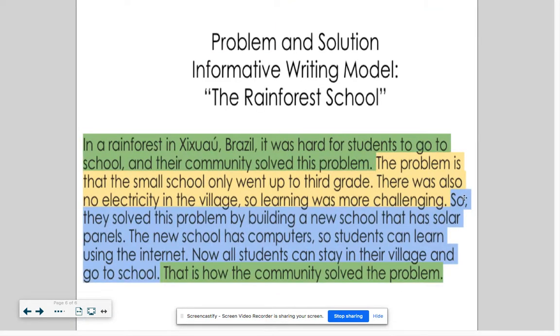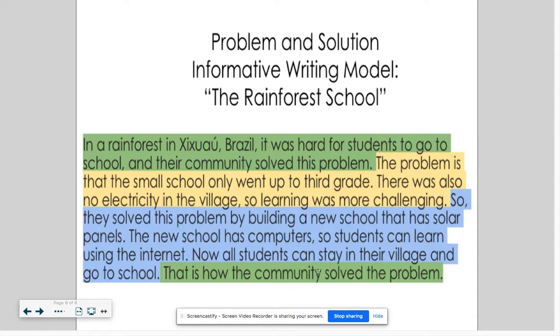My solution is highlighted in blue. So they solved this problem by building a new school that has solar panels. This new school has computers so students can learn using the internet. Now all students can stay in their village and go to school. We know that the solution, how they solved their problem, was that they built a new school that has solar panels. And in the text, one of the key details was that the new school had computers, so students can learn using the internet. My conclusion sentence is in green because it's going back to our focus statement.